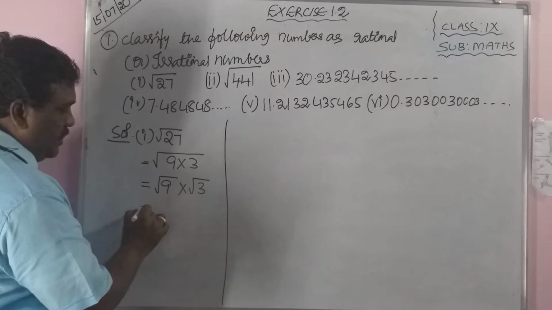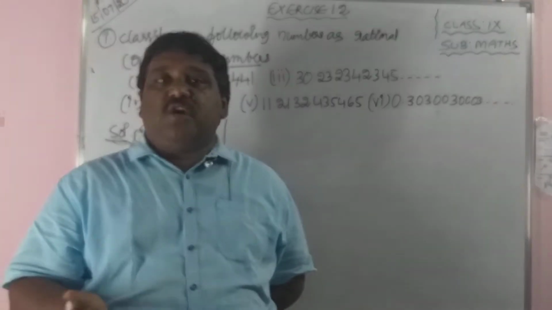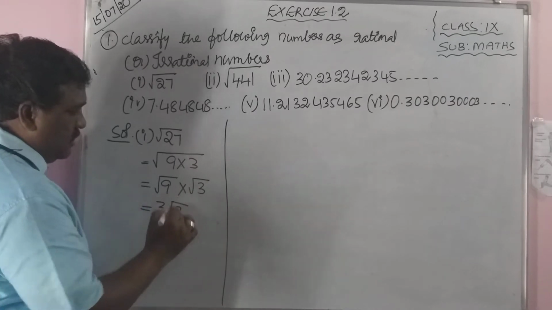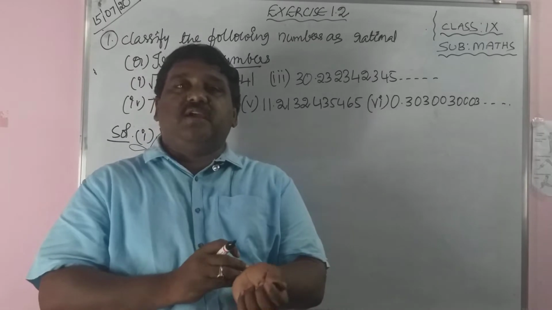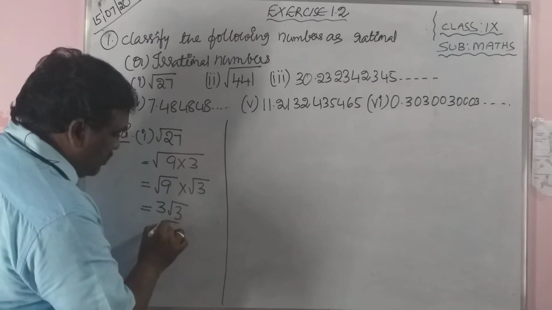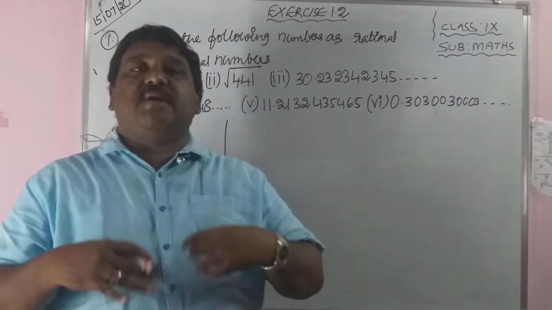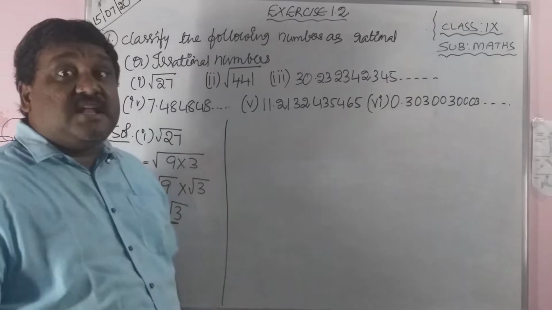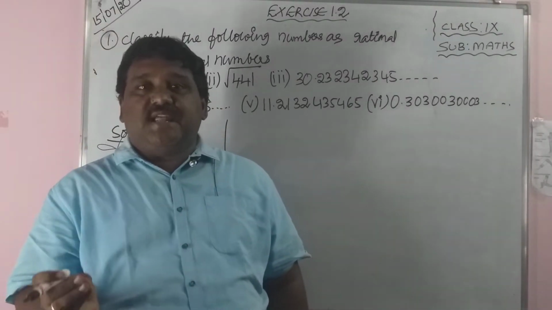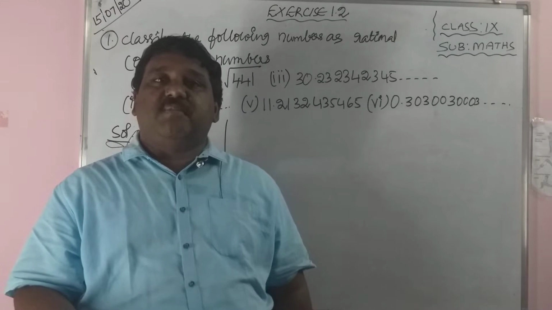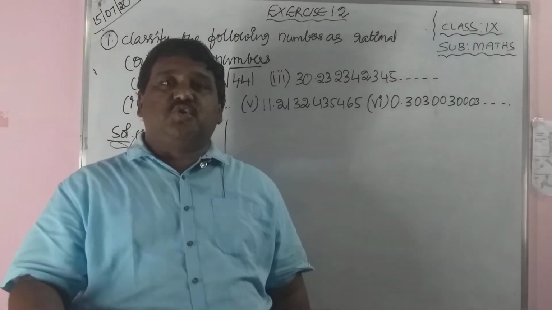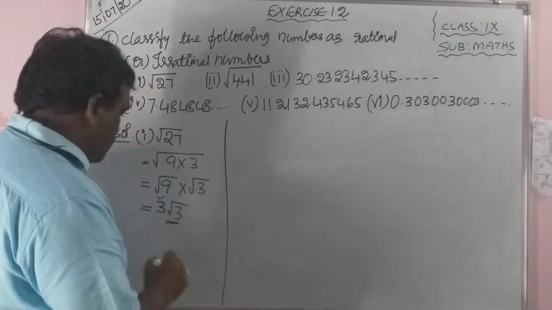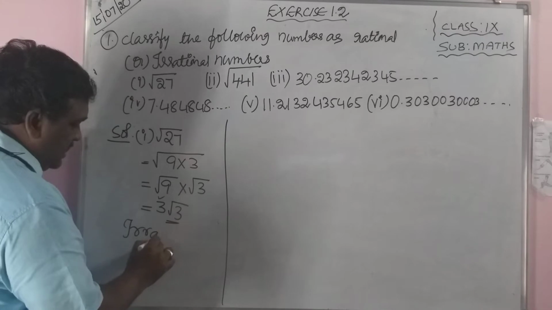Then tell me, root 9 how much? 3. Remaining root 3. You know what root 3 is? Irrational number. What is 3? Rational number. 3 is a rational number, root 3 is an irrational number. The product 3 into root 3 is an irrational number.